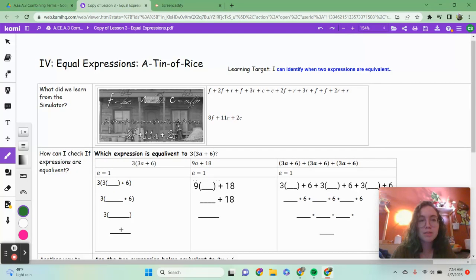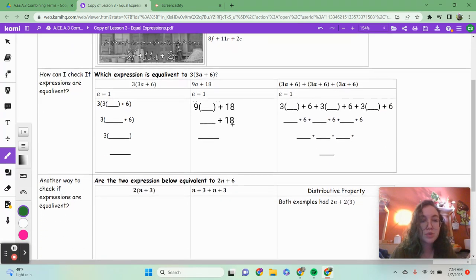Today we're going to be talking about equivalent expressions and how to identify equivalent expressions. So, from the simulator, we were talking about how we had this really long list, and we could simplify it down to 8 bags of flour plus 11 bags of rice plus 2 bags of coffee. So, these two expressions are equivalent, meaning they give us the same information, they give us the same values, because we used this long expression to simplify down into this short expression.